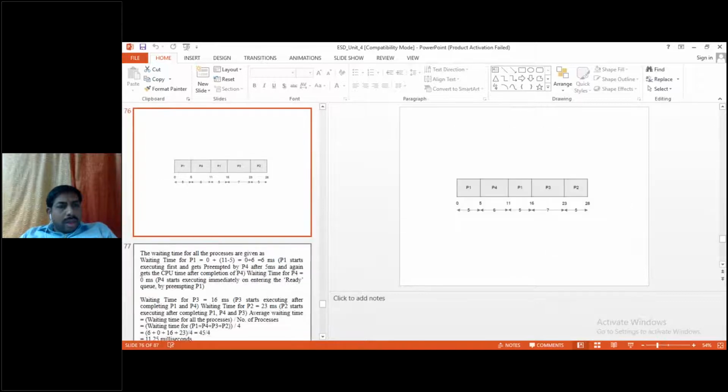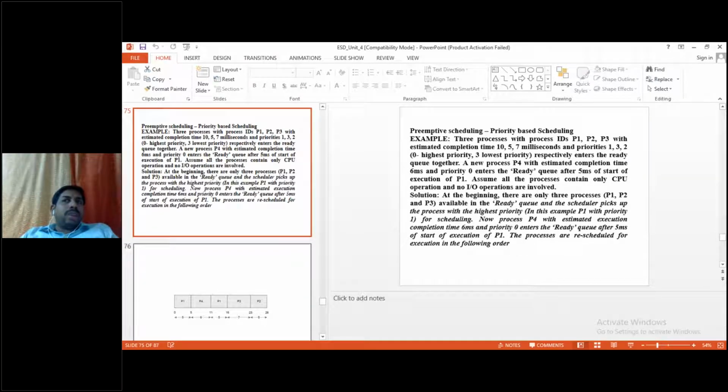So once you prepare the ready queue, it is P1, P4, P1, P3, P2, entering with their completion times as 0 milliseconds, then P4 at 7 milliseconds, P1 at 16 milliseconds, P3 at 23 milliseconds, and P2 at 28 milliseconds. So you can create a ready queue for each scheduling algorithm based upon how the algorithm logic is designed. In this example, P1 with the highest priority is kept in the scheduling, and now process P4 with estimated execution completion time is 6 milliseconds.